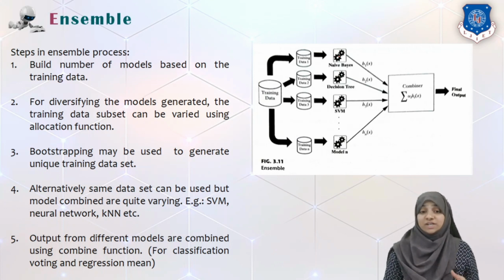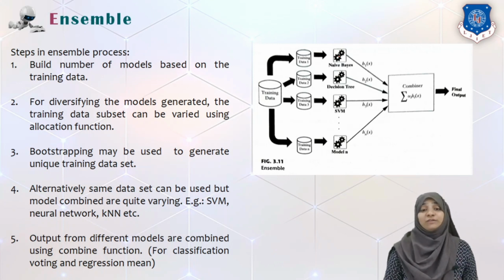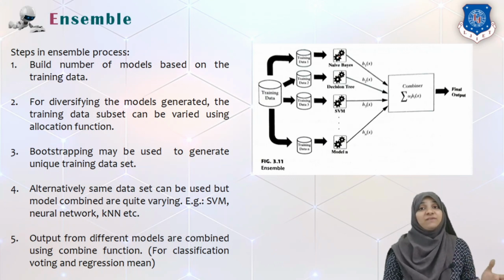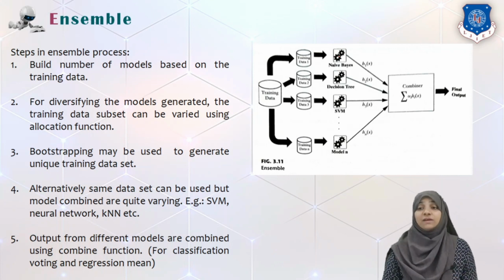Now it is up to the allocation function whether it gives the same training data set to different algorithms or a different part of the training data set to different algorithms. Then we use something called bootstrapping to generate a unique training data set. If we are expecting each model to work on a unique training data set, but we have only one training data set, then we can use bootstrapping at that stage. Another alternative is that the same data set can be used for each model, but the condition is that the models must be of varying characteristics.